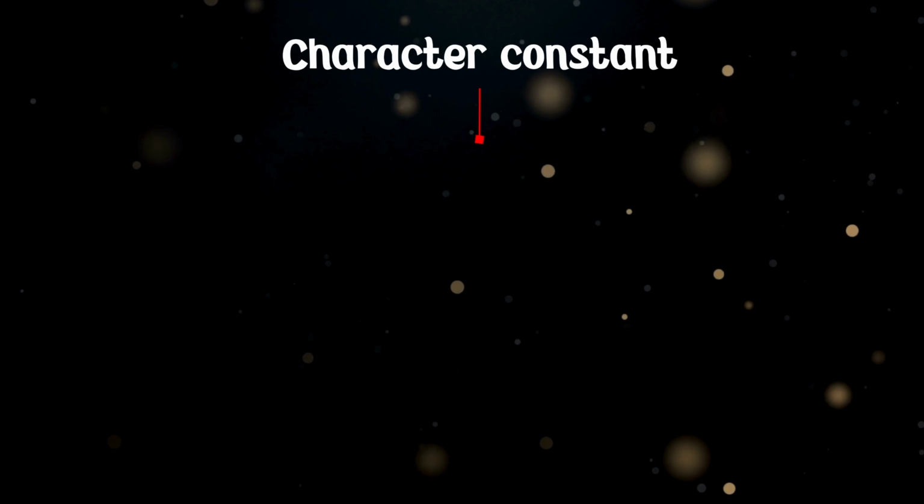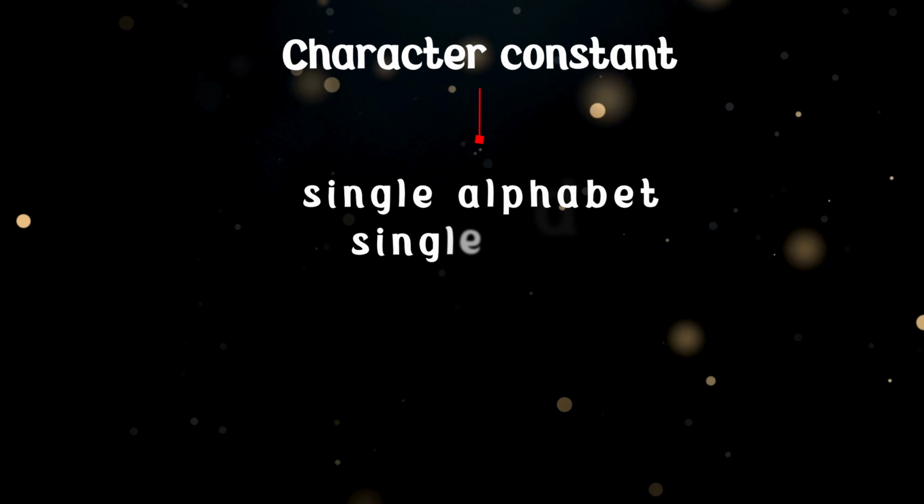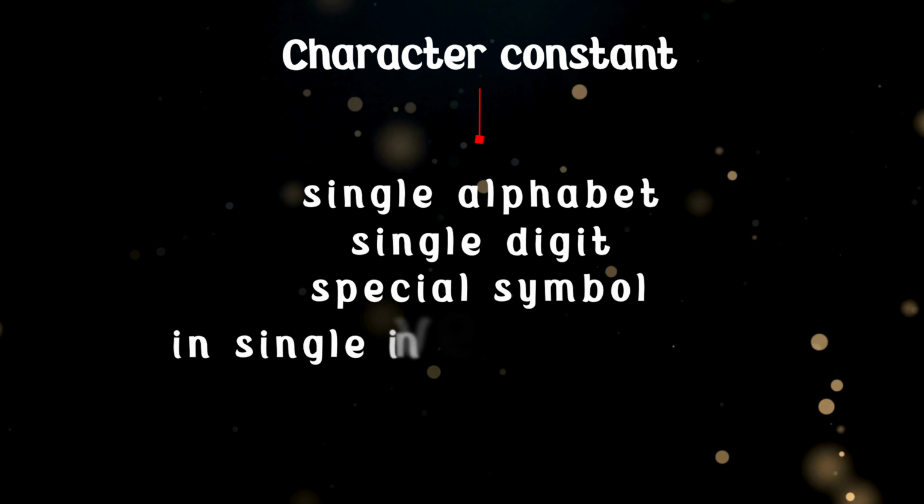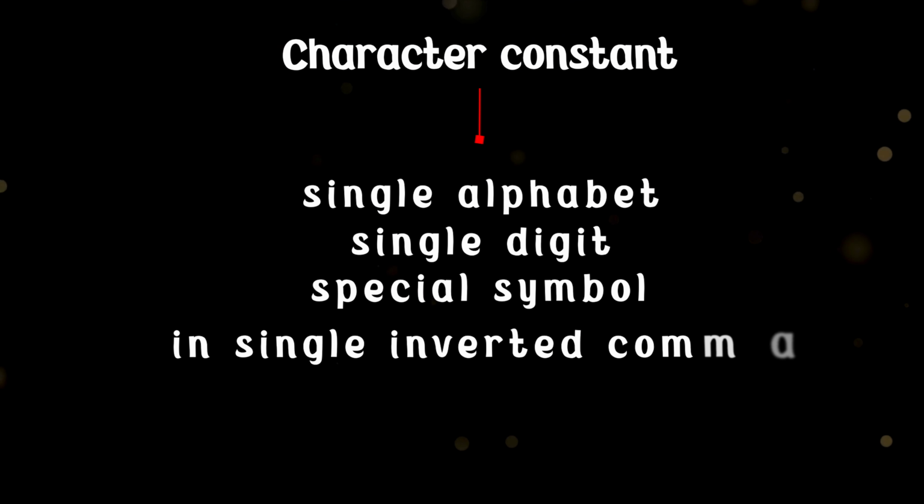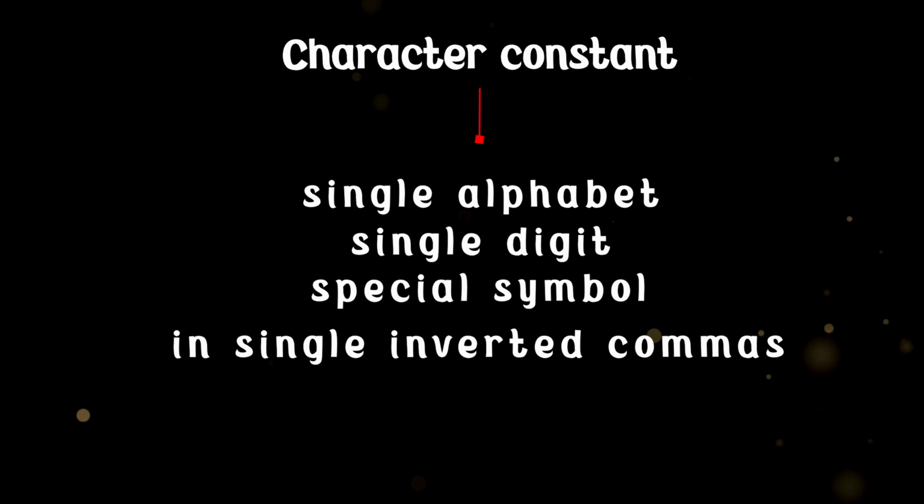A character constant is a single alphabet, a single digit, or a single special symbol enclosed within single inverted commas. Both the inverted commas should point to the left.